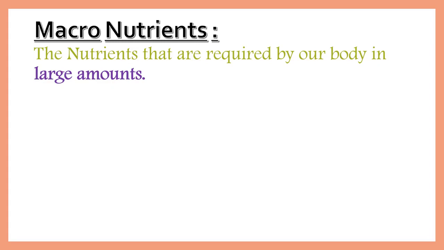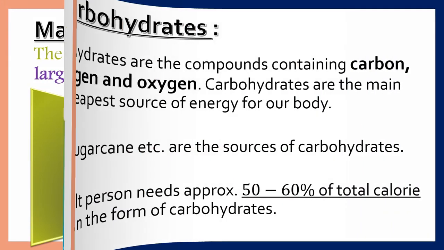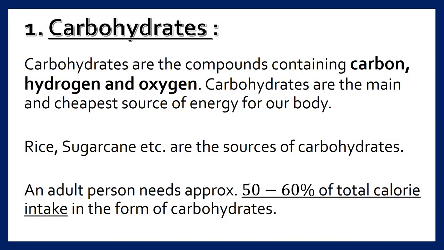All the nutrients which we just saw in the previous slide are broadly divided into two categories based on the requirement by our body. The first category is macronutrients. These are the nutrients that are required by our body in large amounts. These are carbohydrates, proteins, and fats. Now, let us learn about all these macronutrients one by one in detail.